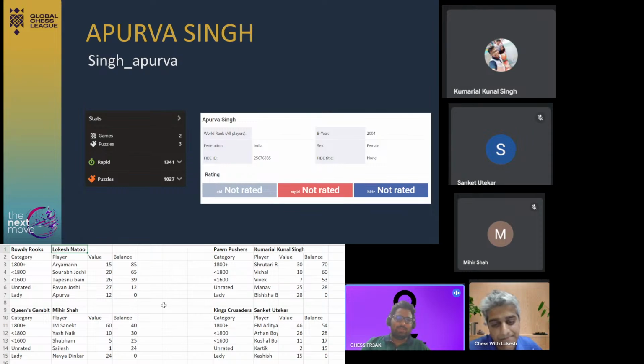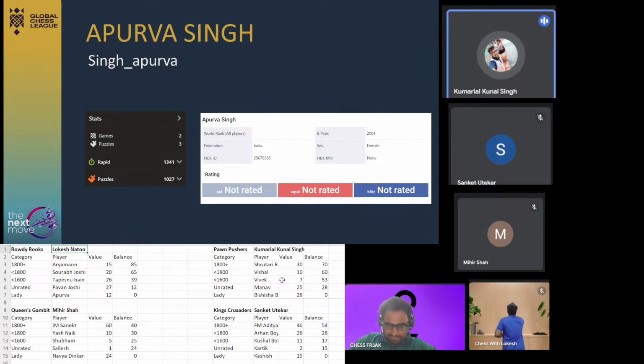And now let us speak to Komal Kunal Singh. You have a team that has Vishal Pabari, Sudarshi Ray, Vivek Joshi, Manav Saraf, and Bidisha Bera. How happy are you with this team? See, Mrinal, I am really happy. I don't know much about all the strategy in chess, like Lokesh, Meher, Sanket, and you. But all I can say is that I truly believe in my players, and as I said, may the best team win.